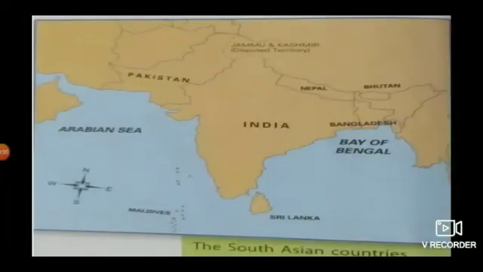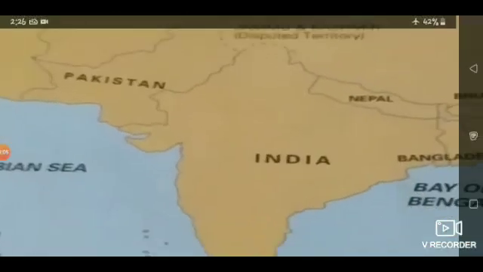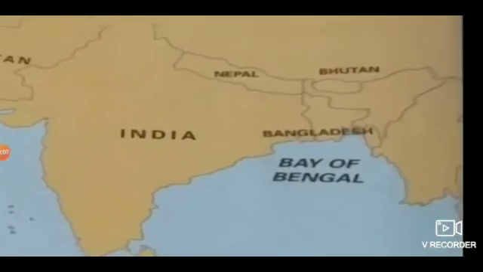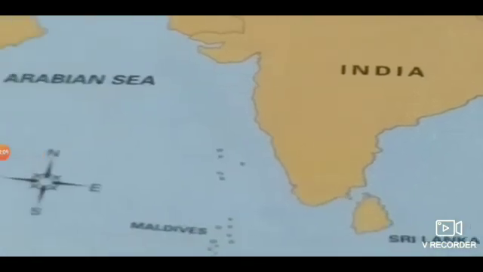Here is another map of South Asian countries like Pakistan, India, Nepal, Bhutan, Bangladesh, Maldives, Sri Lanka, etc.